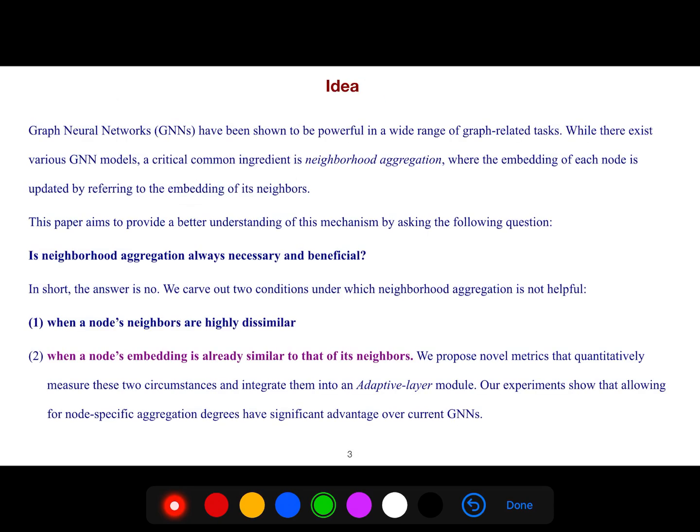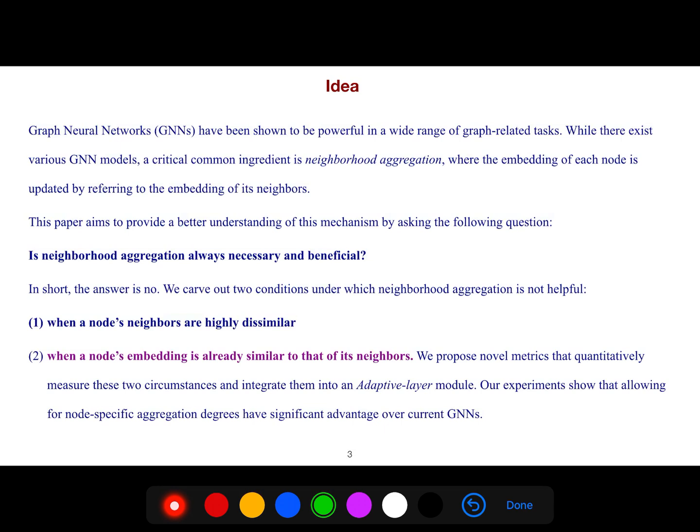Graph neural networks have been shown to be powerful in a wide range of graph-related tasks. While there exist various GNN models, a critical common ingredient is neighborhood aggregation, where the embedding of each node is updated by referring to the embedding of its neighbors. This paper aims to provide a better understanding of this mechanism by asking the following question: is neighborhood aggregation always necessary and beneficial? In short, the answer is no.